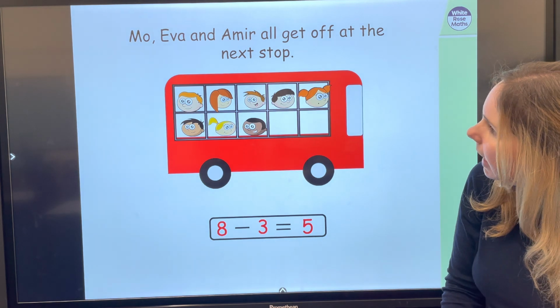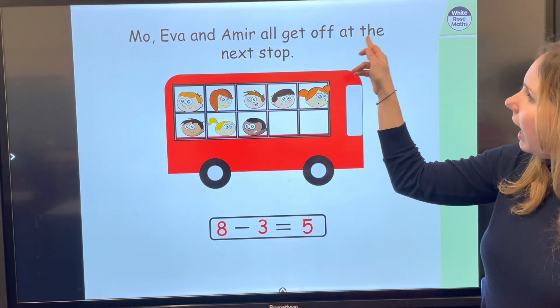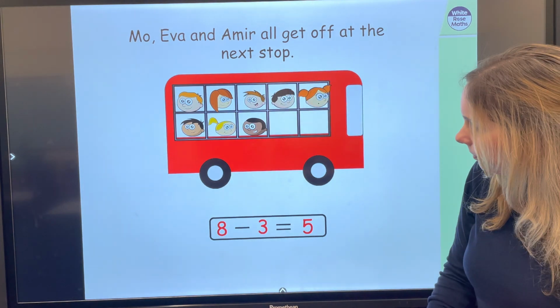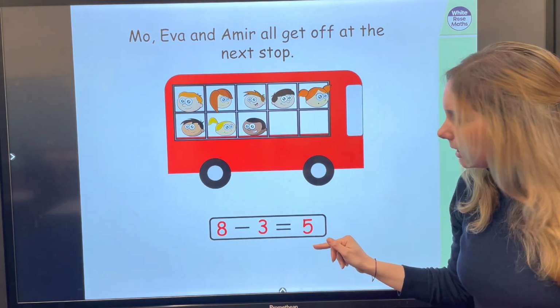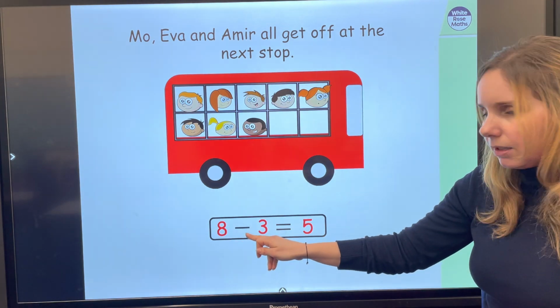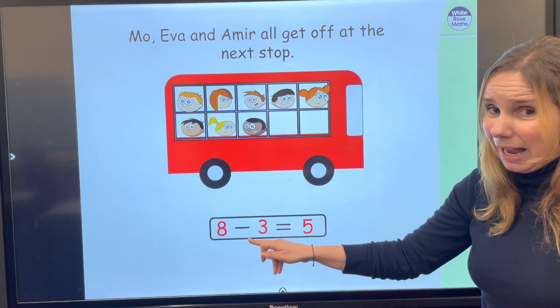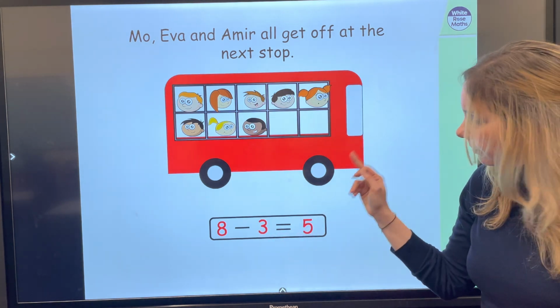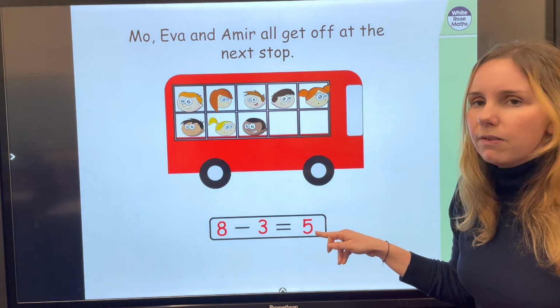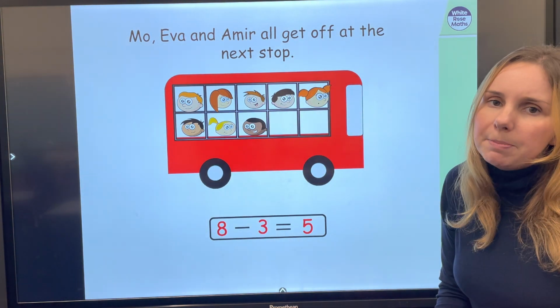We've got a bus now. Mo, Eva and Amir all get off at the next stop. This is our number sentence. Read that out at home. 8, subtract or take away. You may even say minus. 3 equals 5. How would I show this on my picture?